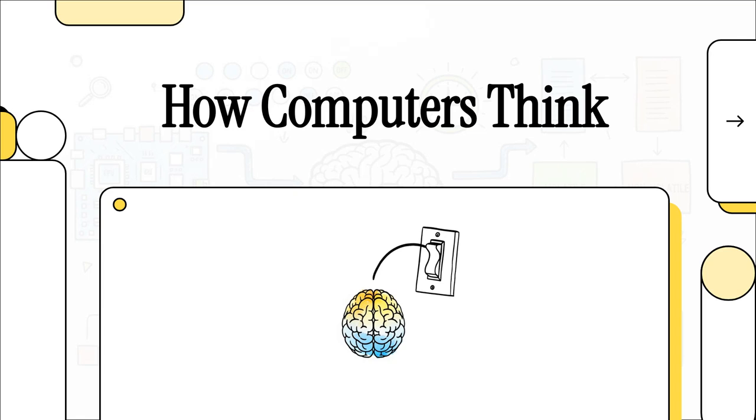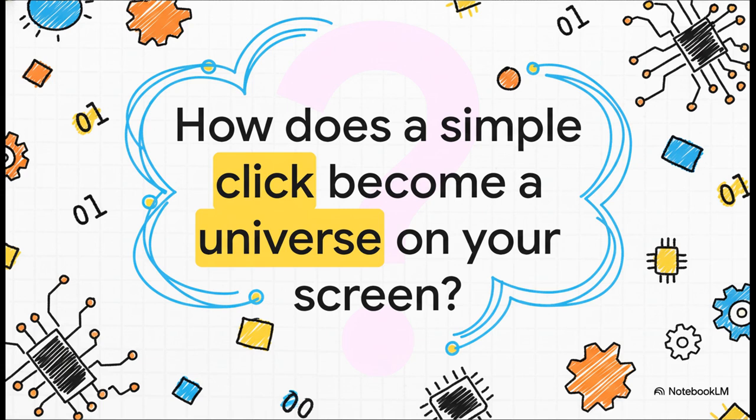You know, it's kind of wild when you stop and think about it. You're sitting in front of this box of electronics, but how does it actually work? How does it think? Well, today, we're going to pull back the curtain and find out. I mean, think about it. You click a mouse, you tap a key, and boom, a whole universe just pops up on your screen. How in the world does that happen? Well, that's the journey we're going on today, from that one simple click to everything that follows.